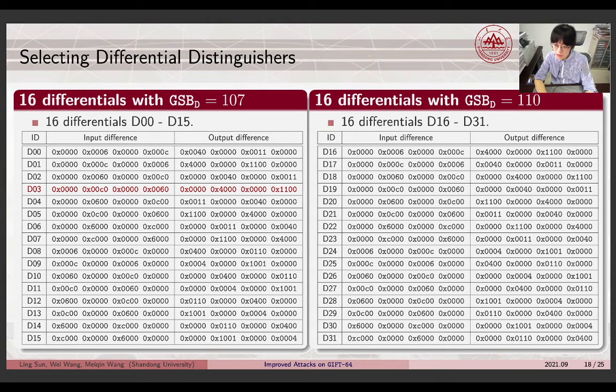The 32 differentials can be divided into two groups according to the value of GSBD. The 16 differentials named D0 to D15 satisfy GSBD equals 107, and the 16 differentials named D16 to D31 satisfy GSBD equals 110. Note that the following 20-round differential attack relies on the differential D3.